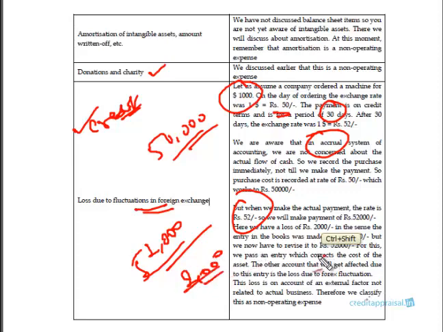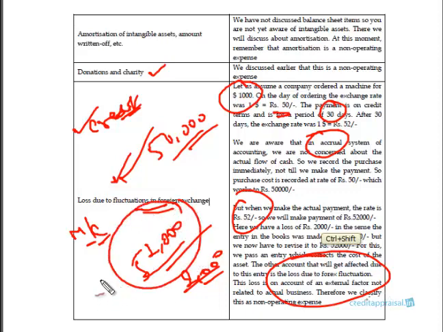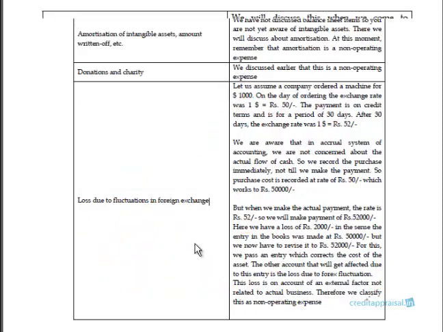So this 2,000 is a loss. This is loss due to forex fluctuation, and this we classify under non-operating expense because it's not actually an expense for the machine. See, machine expense was 50,000 and we recorded this in the books of account because it's a credit transaction, and as per accrual system of accounting we need to enter this as and when the transaction has taken place. Now when it comes to the actual payment, the exchange rate has varied and now the company has to pay 52,000. So you can classify under loss due to forex fluctuation. It is a non-operating expense.